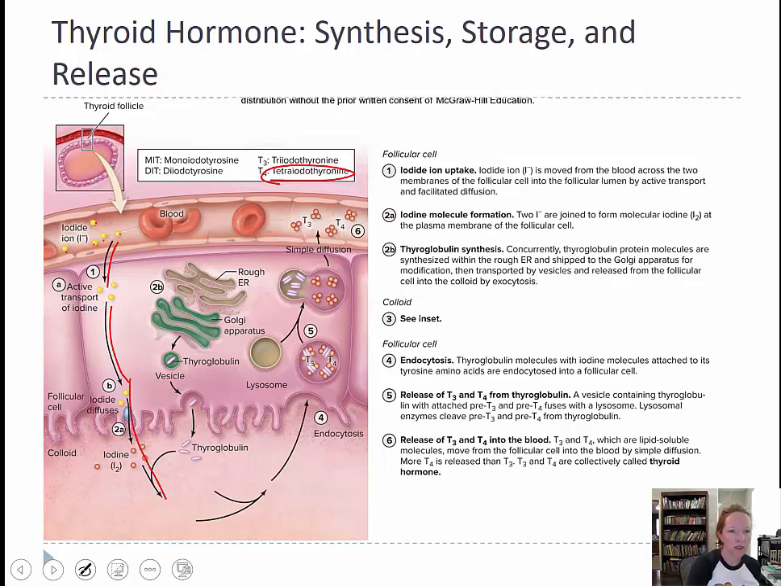So another thing that's happening in the follicular cells is this is where these things called thyroglobulins are going to be made, which are these big protein molecules.